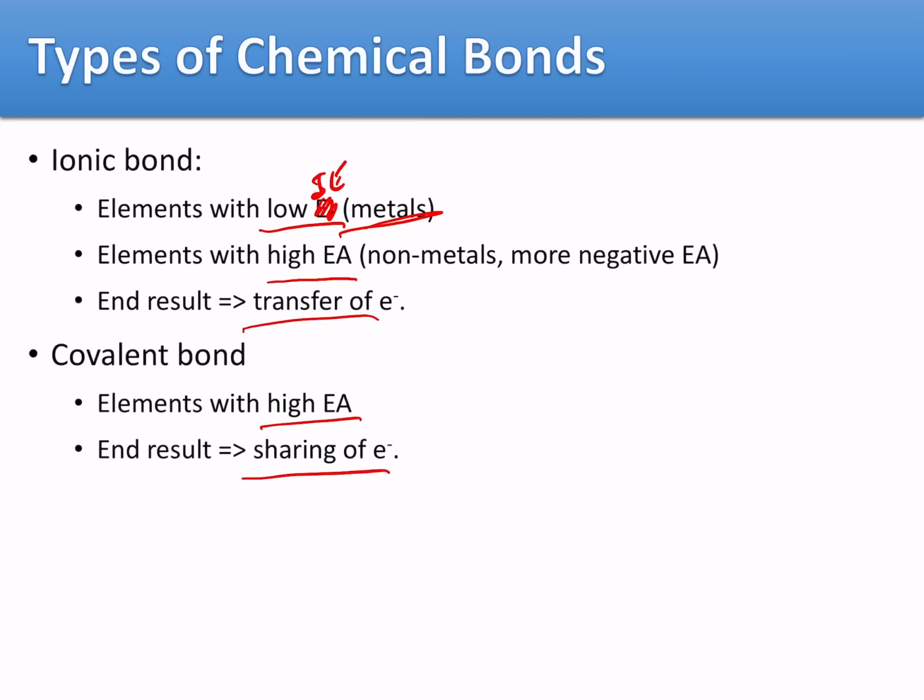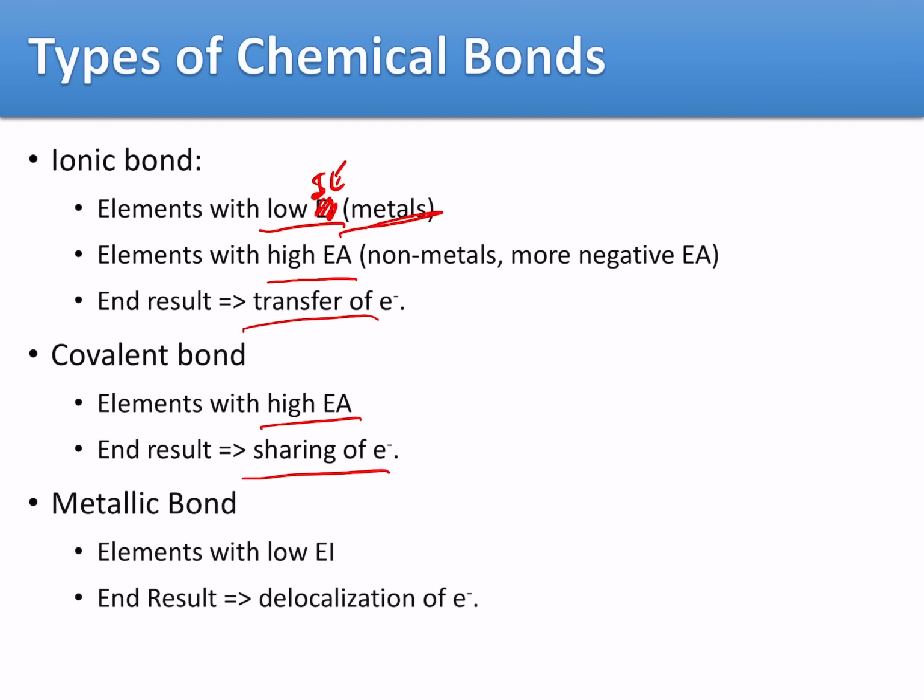There is a third type of bond that we will not go into too much detail about, the metallic bond. If the covalent bond occurs with high electron affinities, the metallic bond occurs between elements with low ionization energies. Again, this is ionization energy.